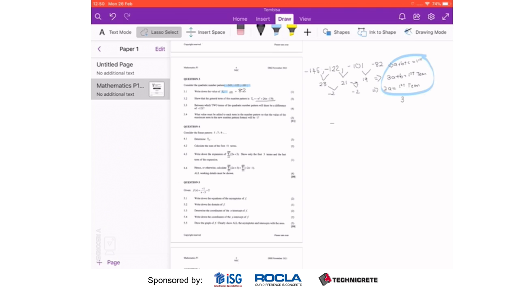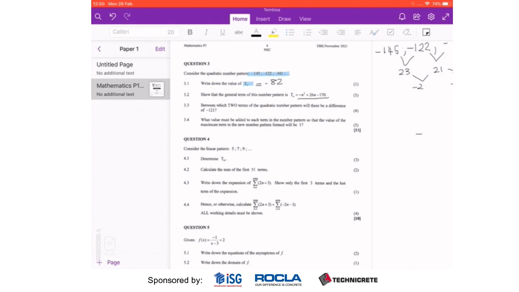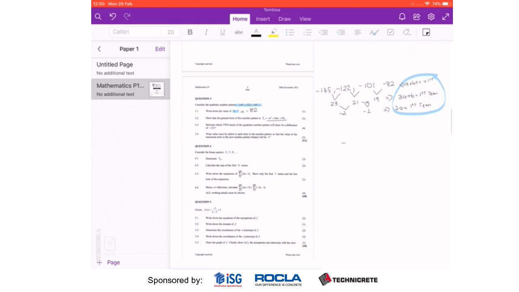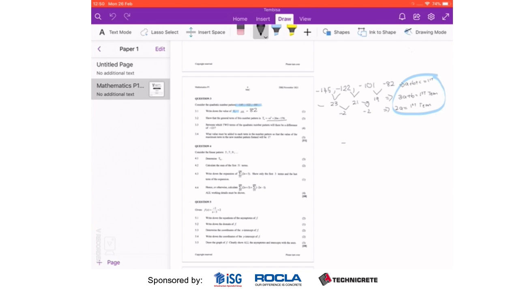Okay. Let us now look at the next question and what it says. The next question says, between which two terms of the quadratic number pattern will there be a difference of negative 121? So they're wanting us to find, in the second difference, between which terms. Here's term 1, term 2, term 3, and term 4. We want to know between which two terms the difference will be negative 121, okay?